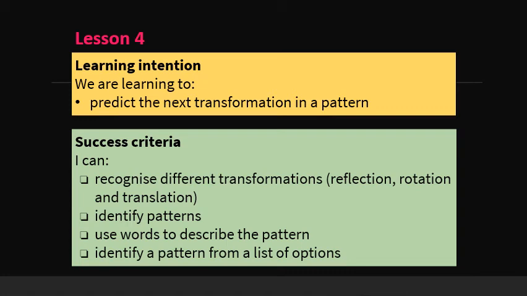So a shape pattern made up of 2D shapes, and finding out what the next transformation in that pattern is going to be. To do this, you'll need to recognize the different transformations we've been looking at this week: reflection, rotation, and translation. Then identify a pattern based on those transformations, use words to describe the pattern, and also identify a pattern from a list of options. So now I'm just going to work through some examples like the ones you'll see in your work today.